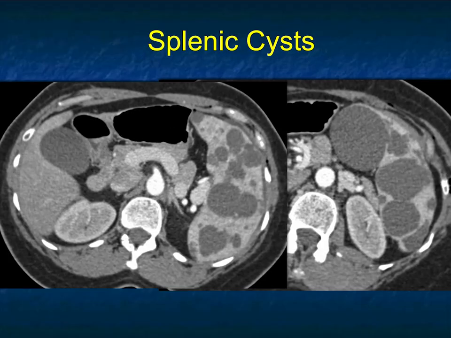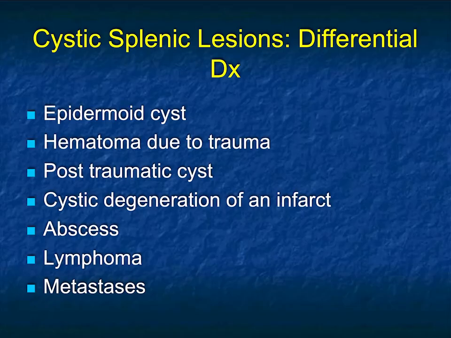This is multiple splenic cysts. Here's another example of splenic cysts. Multiple splenic cysts, it's a leave-alone lesion. Nothing needs to be done in these patients. If the patient did have significant pain, someone would consider a splenectomy, but only because of the pain, and then it would be done laparoscopically.